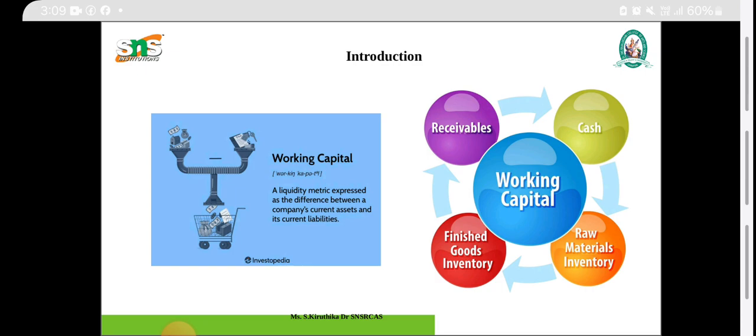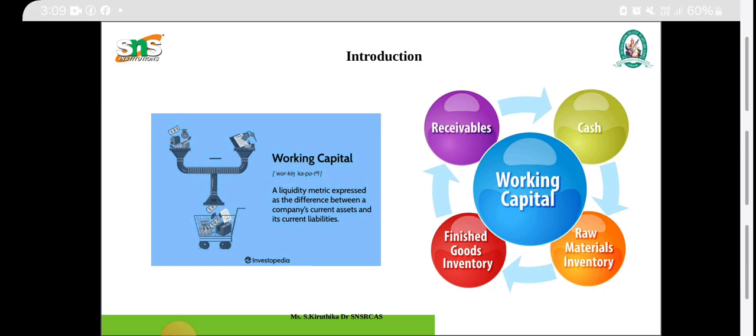Now we will see the meaning of WC. WC is known as working capital. Introduction of working capital: working capital refers to the financial metric that measures a company's operational efficiency and short-term financial health. It represents the funds available for day-to-day operations, and it is calculated by subtracting current liabilities from current assets.